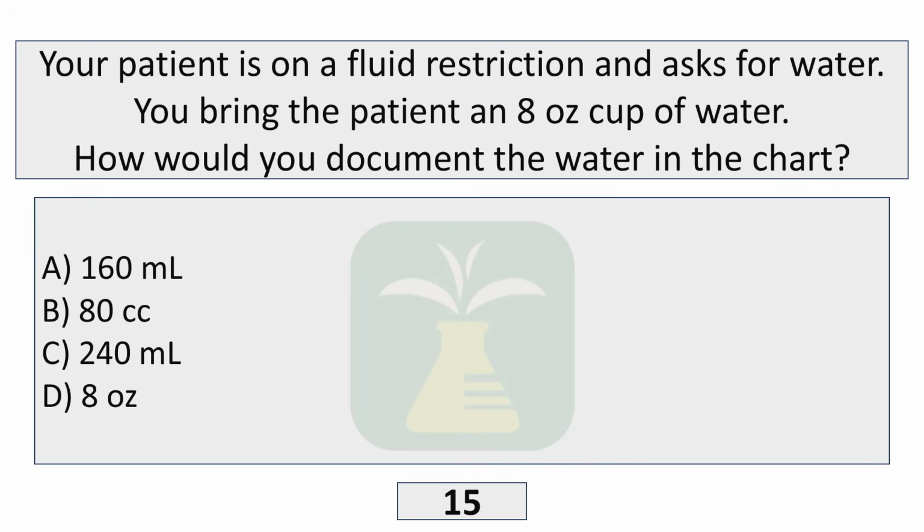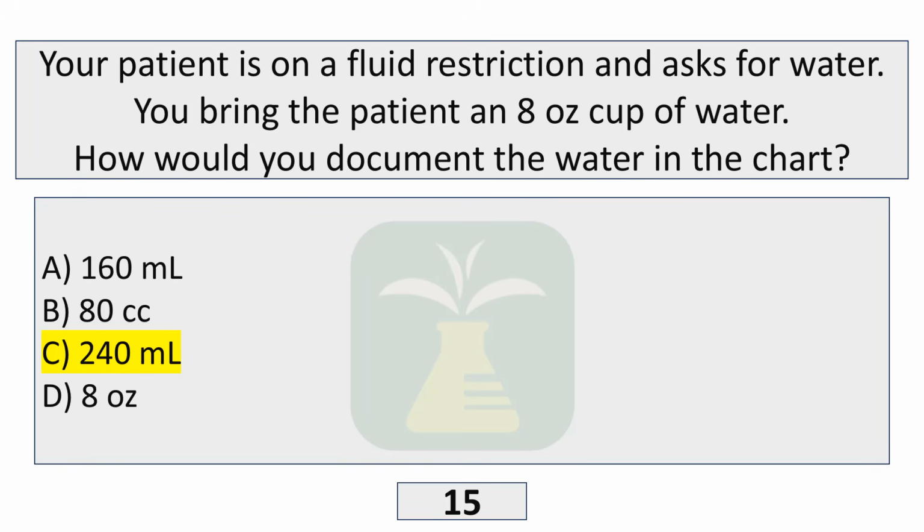Your patient is on a fluid restriction and asks for water. You bring the patient an 8-ounce cup of water. How would you document the water in the chart? A. 160 milliliters. B. 80 cubic centimeters. C. 240 milliliters. D. 8 ounces. Correct answer, C. 240 milliliters.